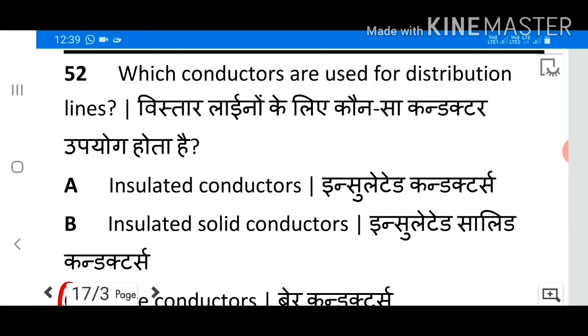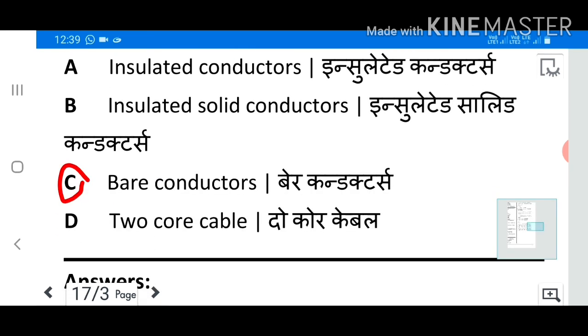52. Which conductors are used for distribution lines? Answer C. Bare conductors.